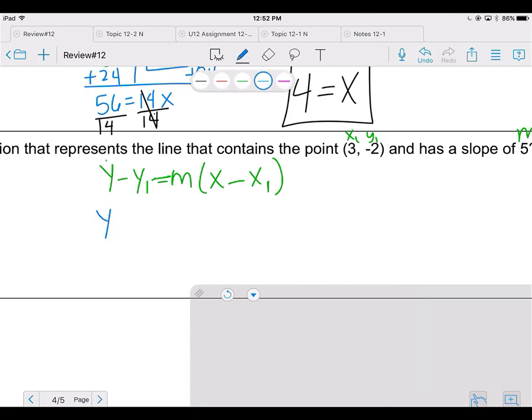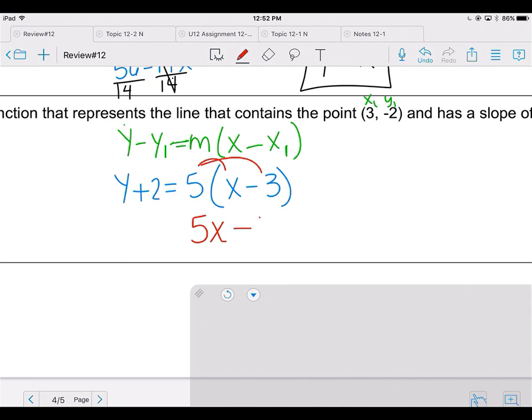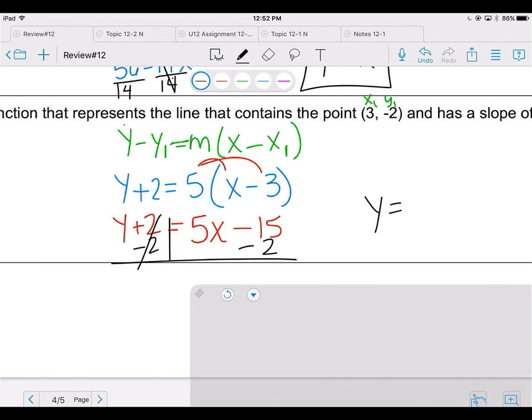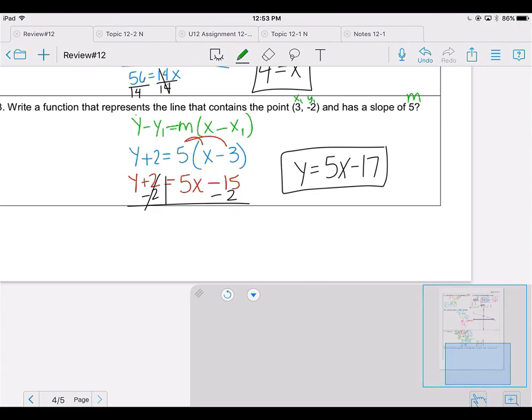Y minus -2, minus negative means plus. Slope is 5, x minus 3. If they want it in slope-intercept, we need to keep going. 5 times x, 5 times -3. Move 2. Remember, we only put it with like terms, so the 5x does not change. -15 minus 2 is -17.